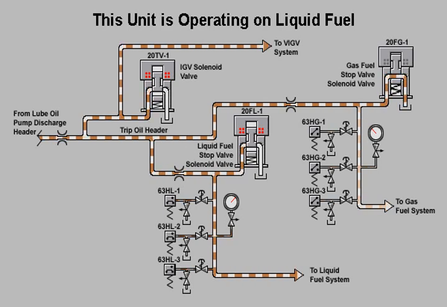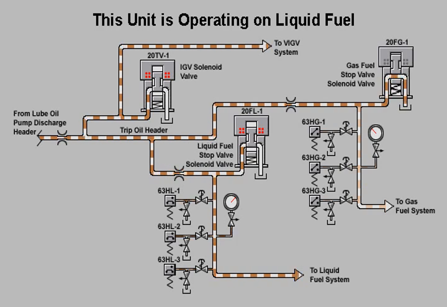When the turbine is operating normally at 100% speed, the control system keeps the IGV solenoid valve energized. This maintains trip oil pressure in the VIGV system, allowing hydraulic oil to modulate the variable inlet guide vanes in accordance with the required schedule. The control system also keeps the appropriate fuel stop valve solenoid valve energized.